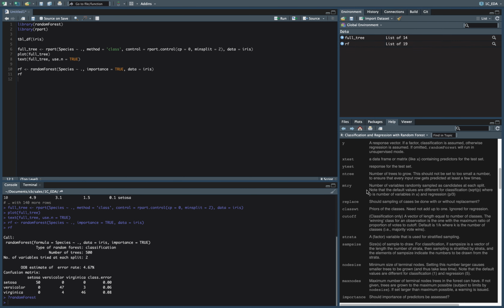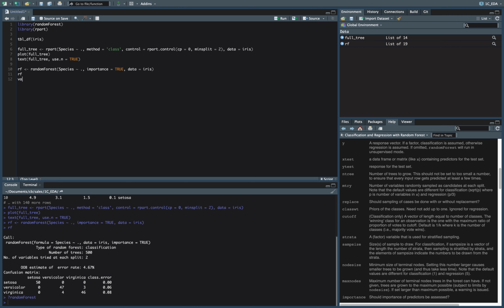And then the last one is this mtry. So this is the number of variables that you look at each split. So you can specify if you want to look at 3 instead of 2 or 1 instead of 2. And like I said, it's the square root of p if you're doing classification. If you're doing regression, it's your number of predictors divided by 3.